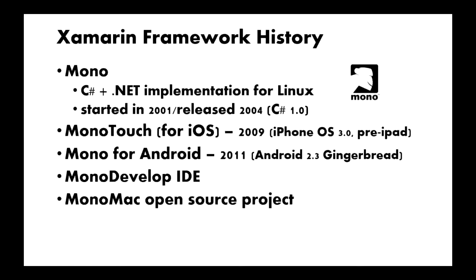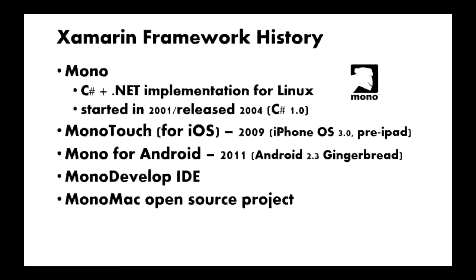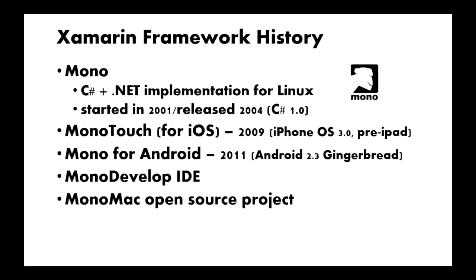So Mono is basically C# and the .NET implementation. If you just look at this history, it started in 2001, it was released in 2004, and it supported C# 1.0. And then in 2009, they released MonoTouch, which is what they now call Xamarin.iOS. So MonoTouch was Xamarin Mono for the iPhone. In 2011, they released Mono for Android, which is the same thing.